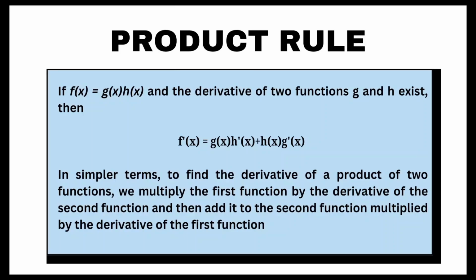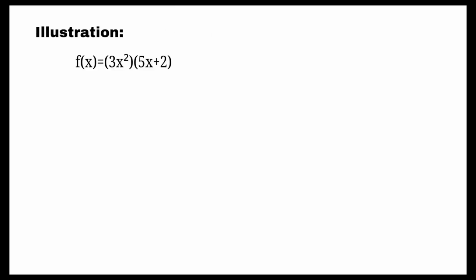In simpler terms, to find the derivative of a product of two functions, we multiply the first function by the derivative of the second function, and then add it to the second function multiplied by the derivative of the first function. To illustrate it, let's have an example.